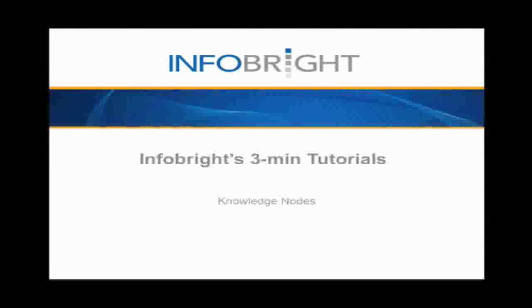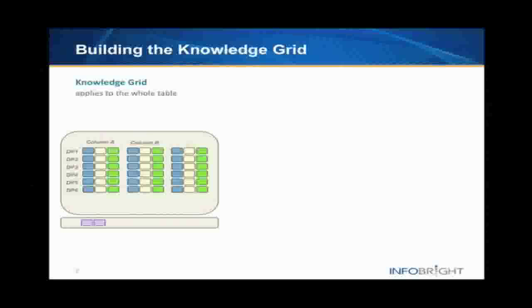In this tutorial, we'll talk about the individual knowledge nodes within InfoBright's knowledge grid. The knowledge grid is a summary of statistical and aggregate information collected about each table as the data is loaded. It's information about the data. For each column and each data pack within that column, the knowledge grid information is collected automatically, and up to 4 different types of knowledge nodes are built with no configuration or setup required in advance.